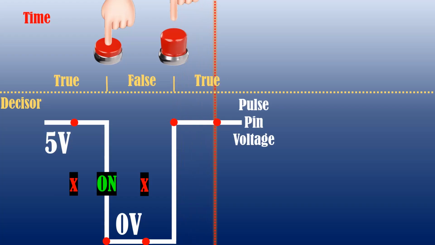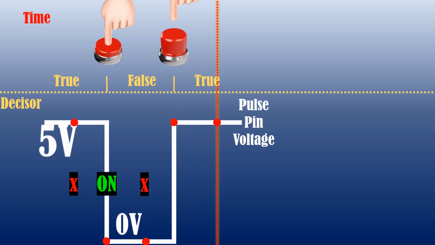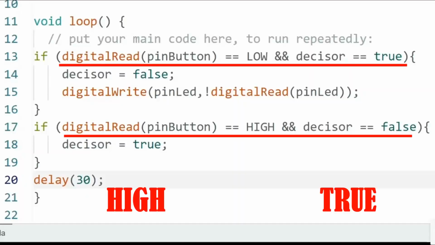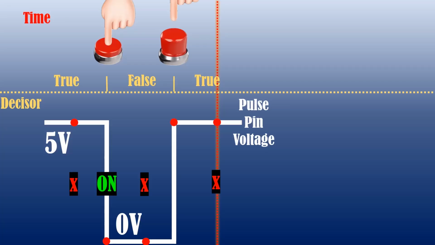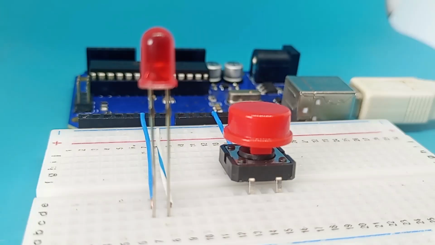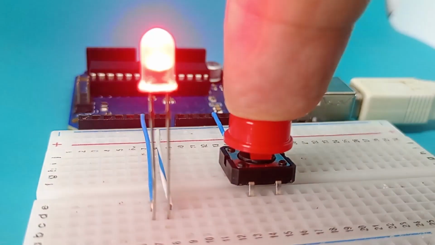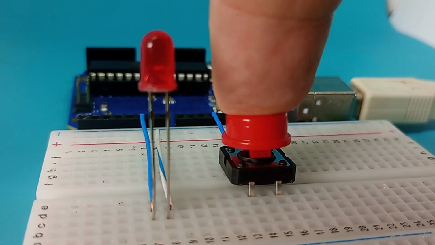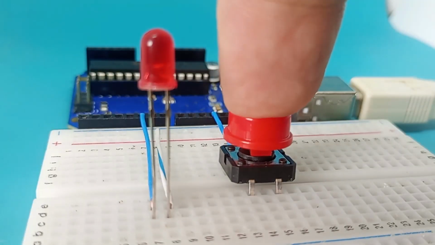Later in time, with the voltage in a high state, and the decider in a true state, the conditions of the if structures are not met, without executing actions at this time. Now, note that the action of turning the LED on or off occurs on the falling edge of the voltage, that is, at the precise moment we press the button.